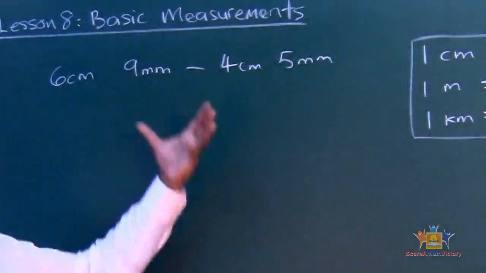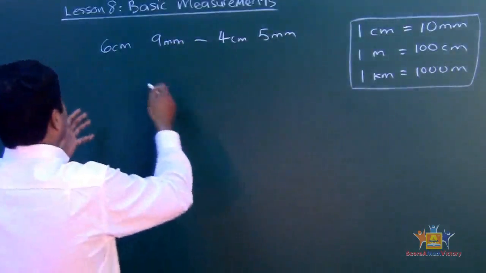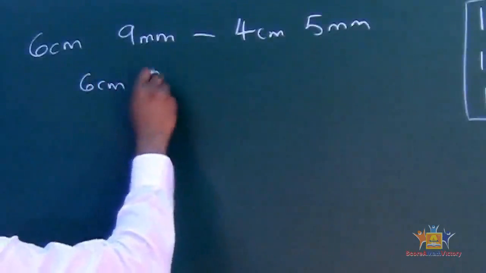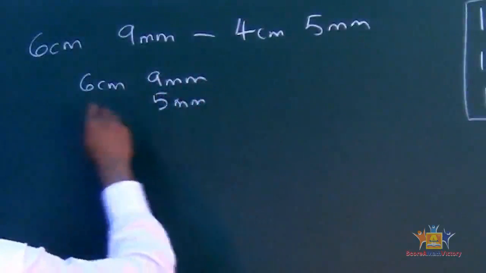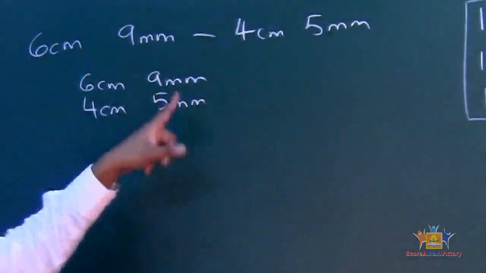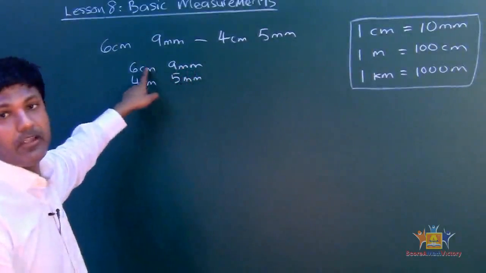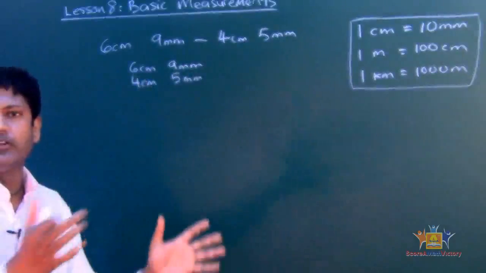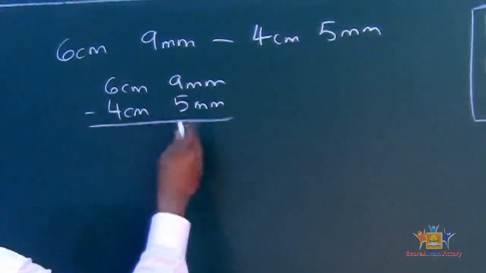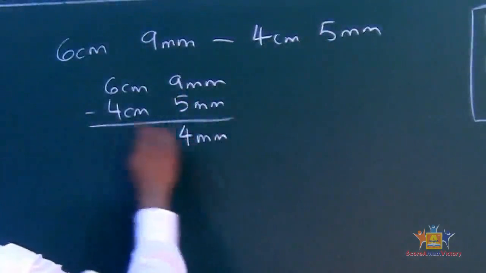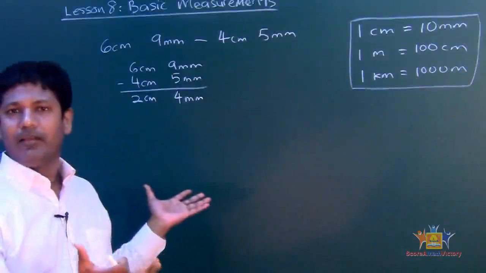It's very important. What's the first step? Lining them up. Exactly, line them up by the unit, the family. So I'm going to put 6 centimeters and 9 millimeters, and then I'm going to bring down 5 millimeters and 4 centimeters. Write the unit so that way you know you're lining up the same family, the same unit. Millimeters and millimeters, centimeters and centimeters. Very important. Once you mix it up, the answer is wrong. So we're going to subtract that. 9 minus 5 is 4 millimeters. 6 minus 4 is 2 centimeters. That's it, right there. Pretty easy, isn't it?